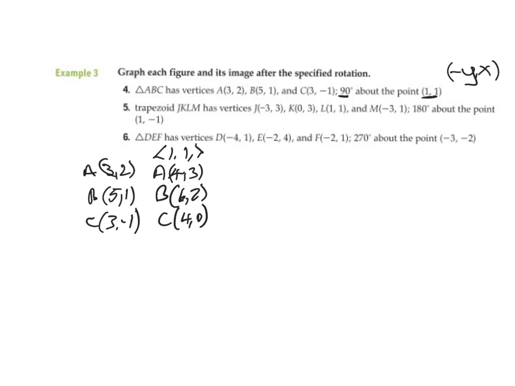All right, the next part we need to do is, so we've done the 1, 1, now we've got to do the 90 degree. Okay, so now let's have a look at A dash. A dash, we've got to change them around and put a negative in front of the first one. So now we're at negative 3, 4. Okay, B dash is going to be negative 2, 6. And C dash is going to be 0, 4.